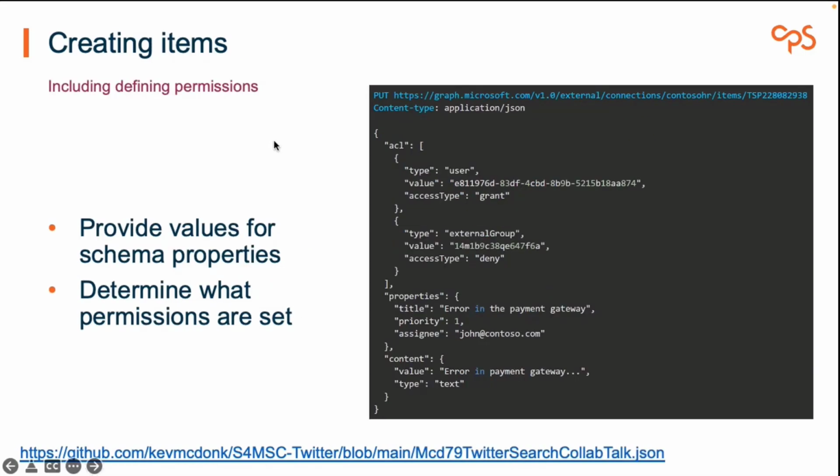Once you, I mentioned you want to put things into the index, so creating those items that come through. Again, you've got another JSON schema from there. I'm going to come back to the ACL in a minute, but it's about putting those properties. So those properties you've defined in the schema, such as the title, priority, assignee, you need to add what you're going to fill out for those.